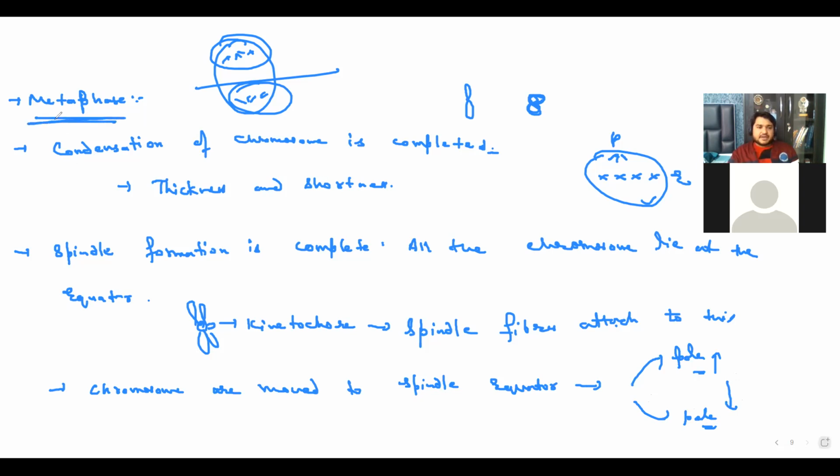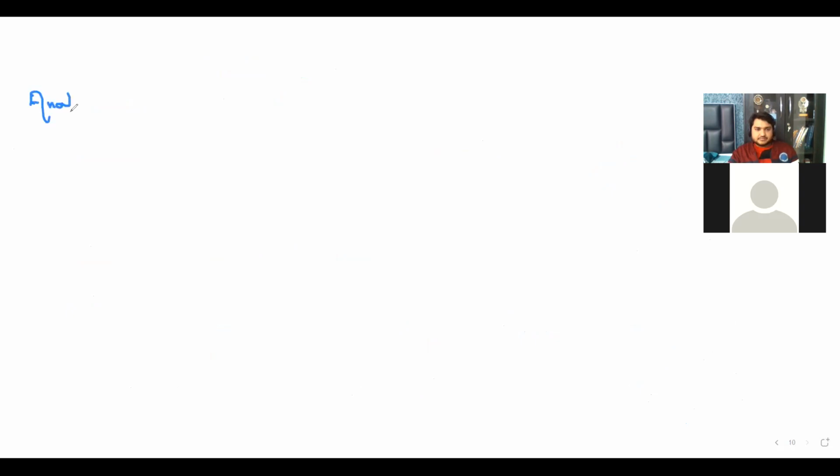Now, what happens in the anaphase? What do you observe in the anaphase? Can we say the spindle fiber breaks, and all the chromosomes will go to the pole, or do they remain at the equator? They go to the pole. I'm talking about the chromosomes. Yes, they are going to the pole. See very carefully.